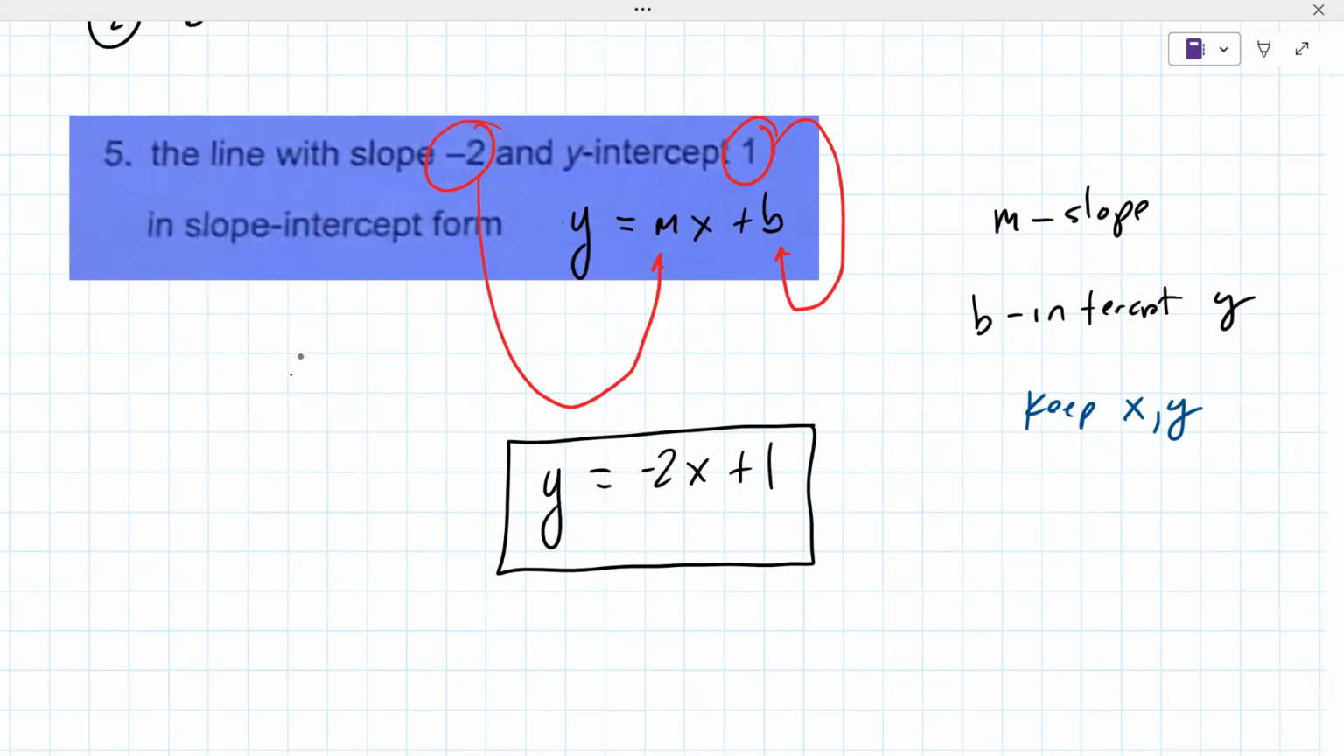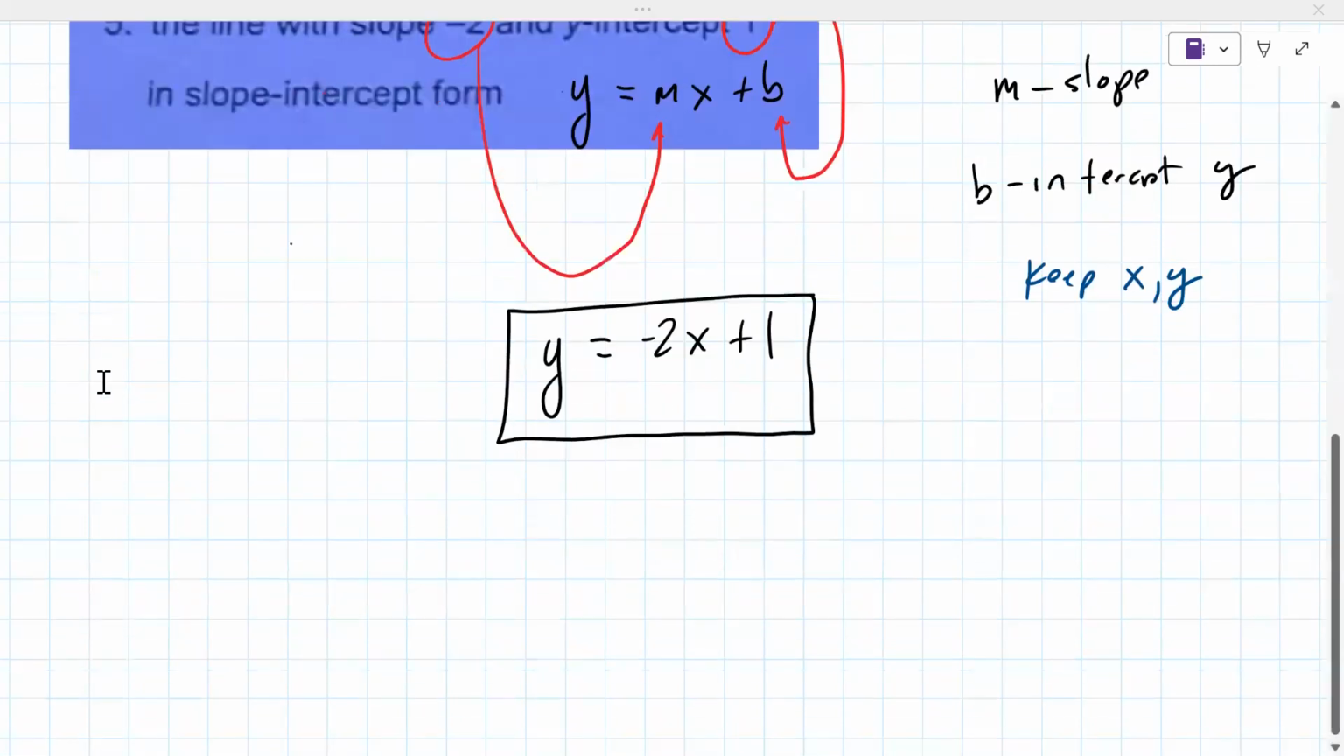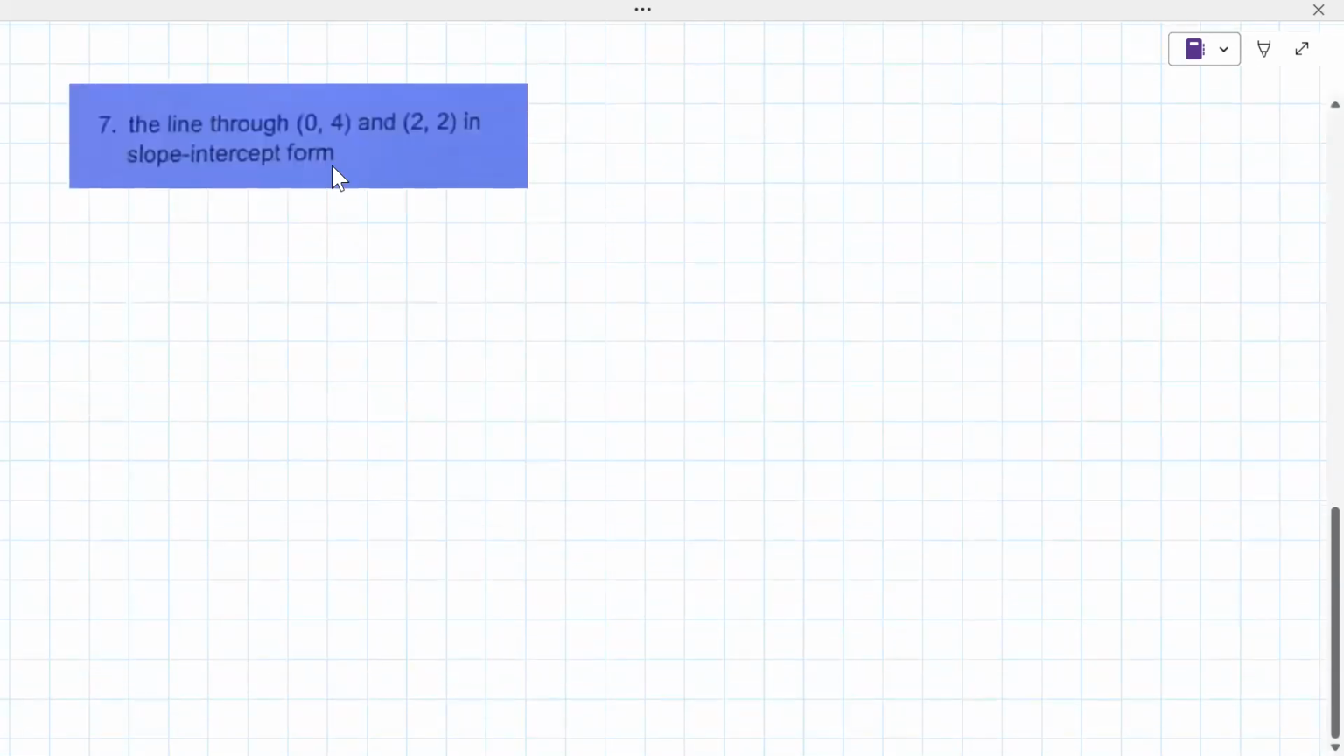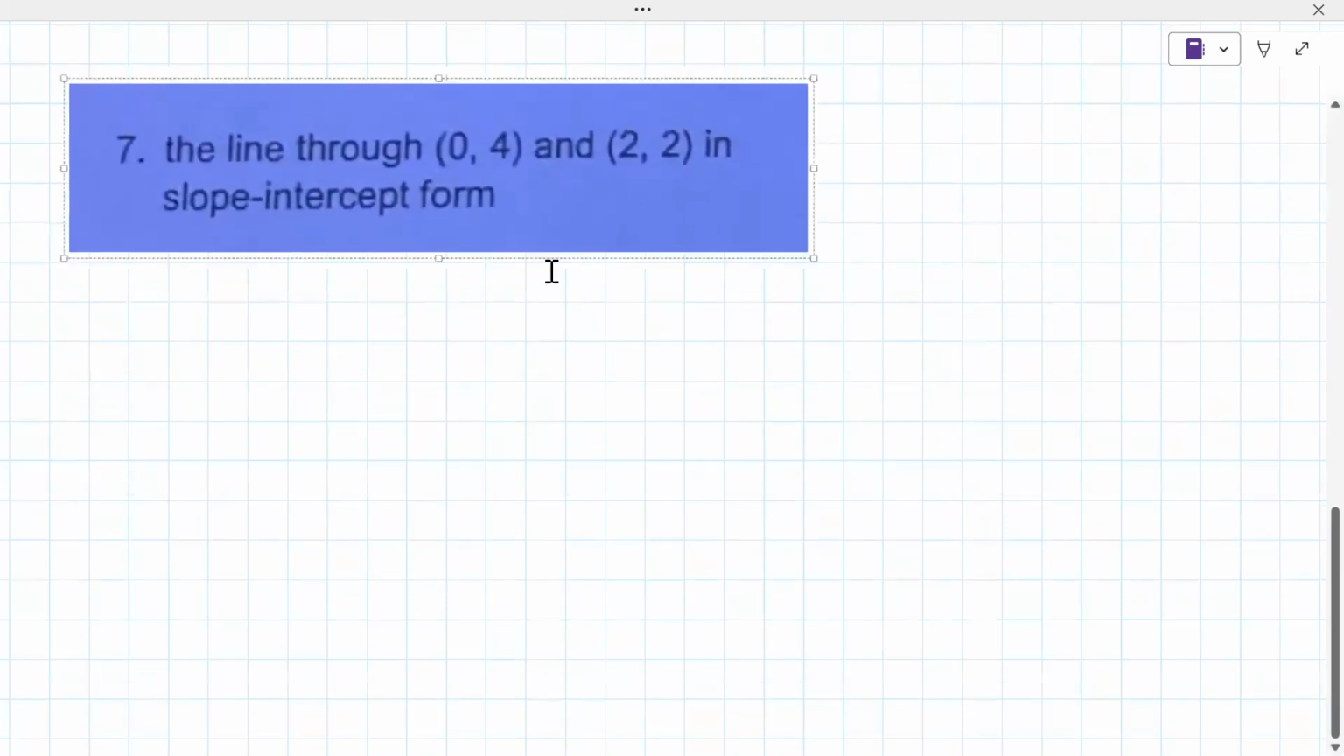Okay. Let's do number 7 next because it's more like number 5. And you've probably seen how I get into the habit of doing these in kind of the same type of problem, give you some repetition. I think that's a great way to learn. All right, so the line through 0, 4 and 2, 2 in slope-intercept form. Always good to write the equation of the line.